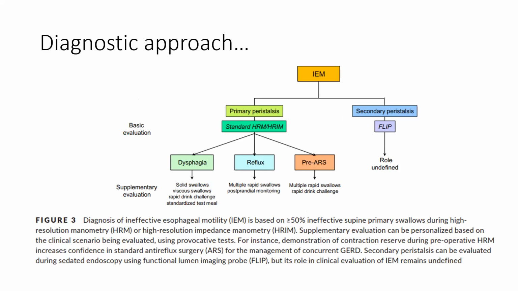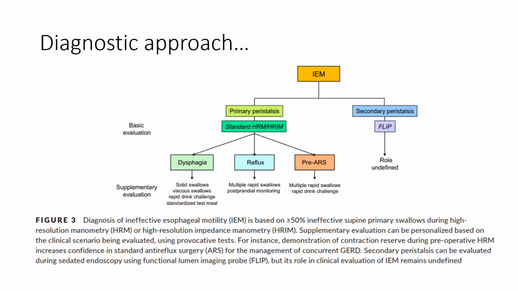If you look at the diagnostic approach of IEM, when there is impairment of the primary peristalsis, the ideal test would be performing a manometry. Subsequently, if the patient has dysphagia as the predominant symptom, we can perform a solid test swallow or viscous swallow with RDC or even a meal test. On the other hand, if reflux is the predominant symptom, we could perform multiple rapid swallows and monitor them post-MRS. If the patient is planned for an anti-reflux surgery, the patient would have to undergo multiple rapid swallows and also an RDC.